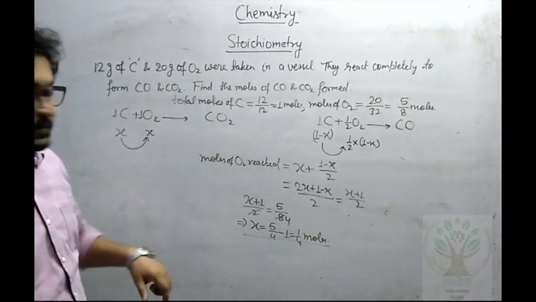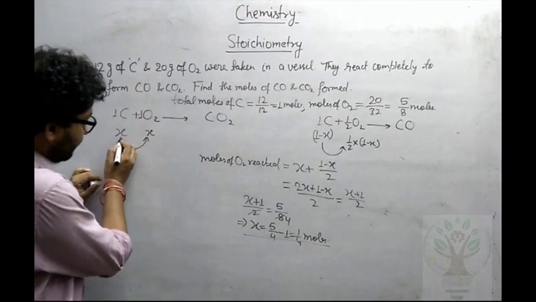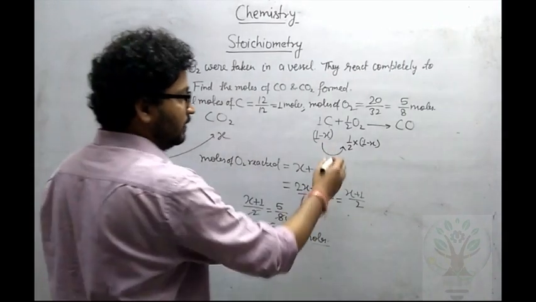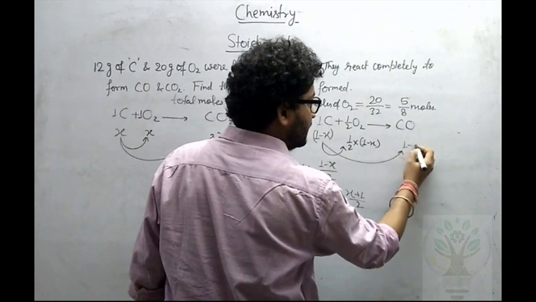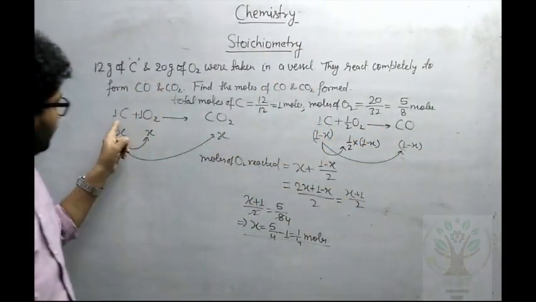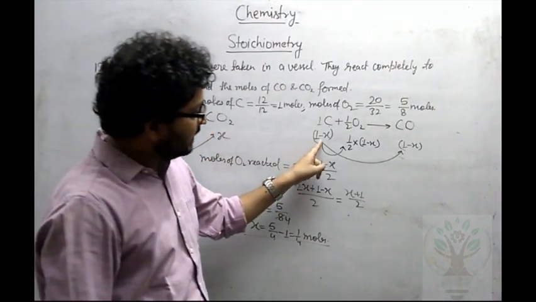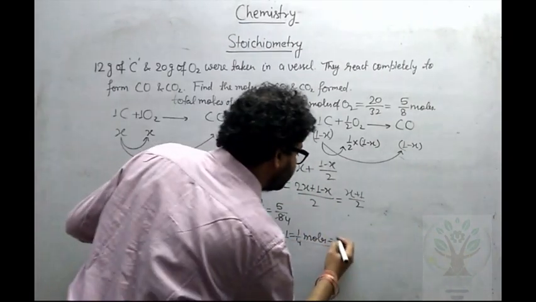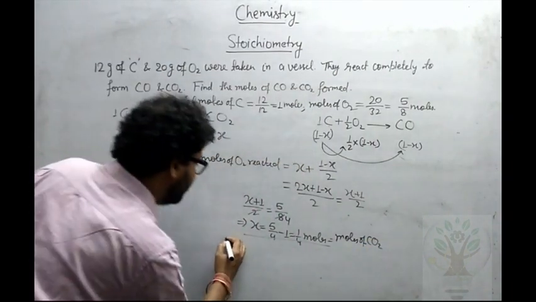Means moles of carbon reacted here will be how much? X. Now X moles of carbon will form how many moles of CO2? X moles of CO2. And see here, 1 minus X moles of carbon will form how many moles of CO? 1 minus X. How? 1 mole forms 1 mole of CO. 1 mole forms 1 mole of CO2. So X moles will form X mole of CO2 and 1 minus X mole will form 1 minus X mole of CO. So this is your moles of CO2.